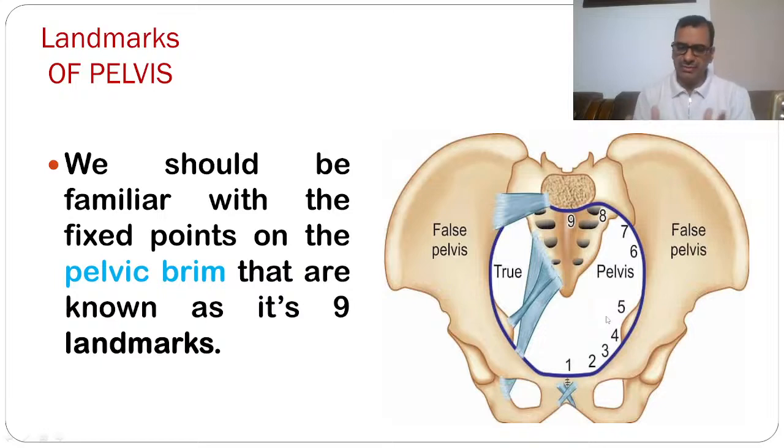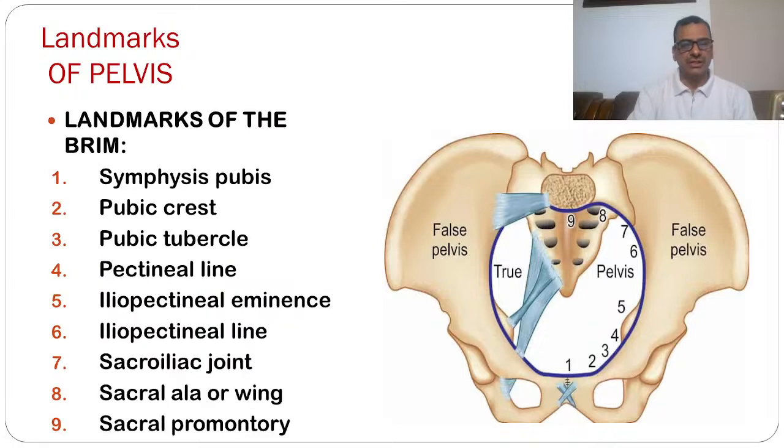We should be familiar with the fixed points on the pelvic brim. Whenever we study midwifery, there are certain landmarks which we should know. Then we can understand the whole process of delivery and labor easily. So what are these points? These points are known as landmarks. And in examination you may find a question: write the 9 landmarks of the brim. So let us start. There are 9 landmarks on the brim, starting from the symphysis pubis.